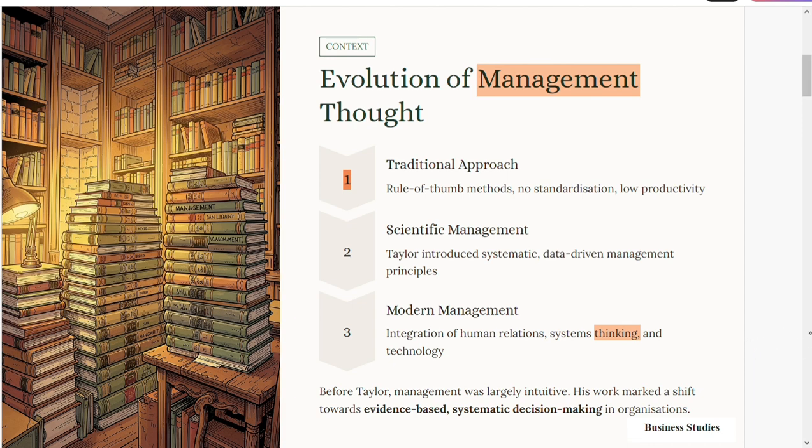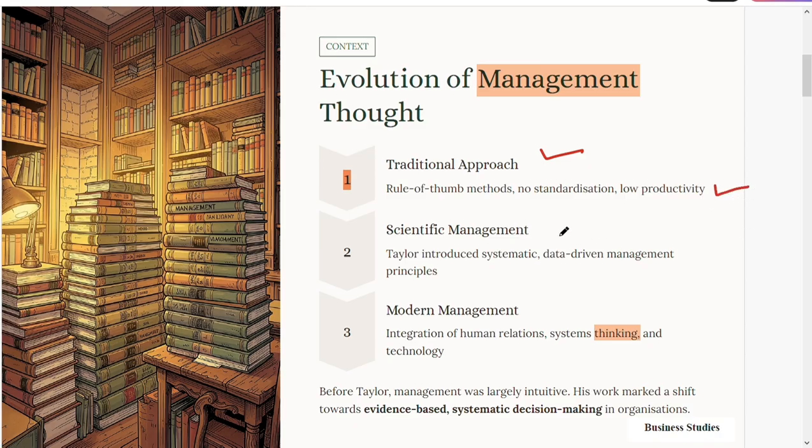So the first thing is the evolution of management thought. This is not in your syllabus, it is just for understanding. The traditional approach is the rule of thumb method, etc. These are the things they came up with, right? So he has studied that.